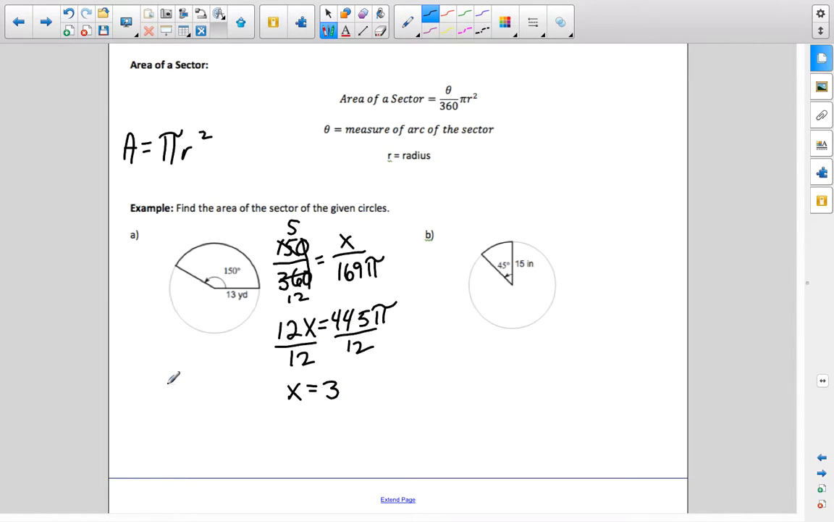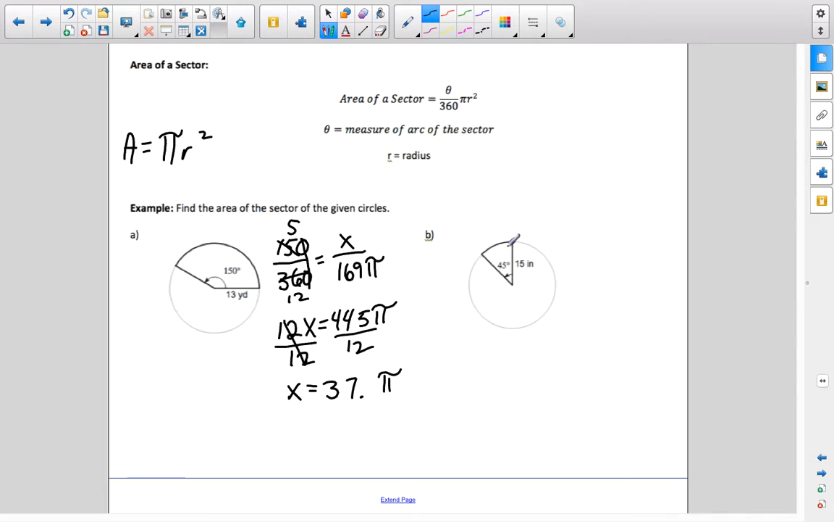Sure wish I brought my calculator. Let's see, 12 goes into 84 7 times, so that's 70 point something. So 70 something pi. Okay, go ahead and do that on your calculator, 845 divided by 12.